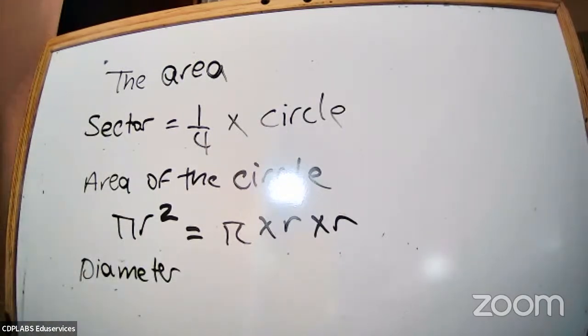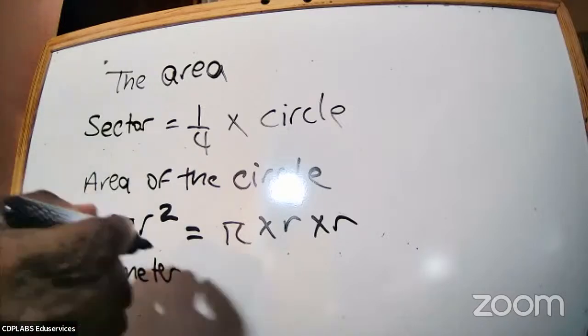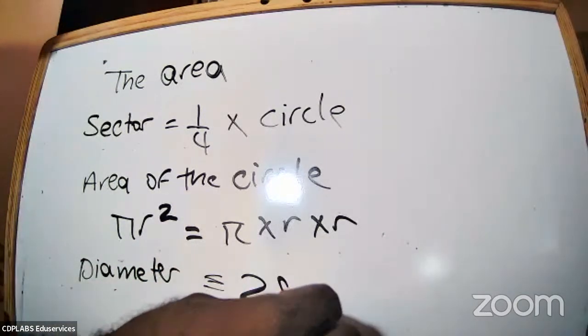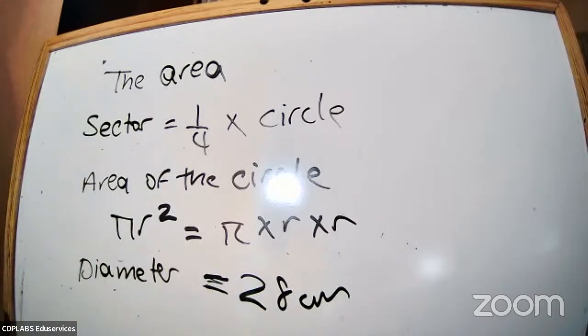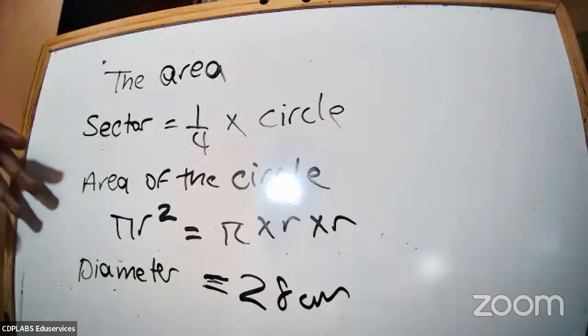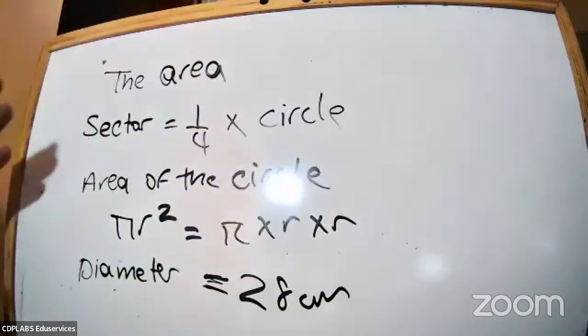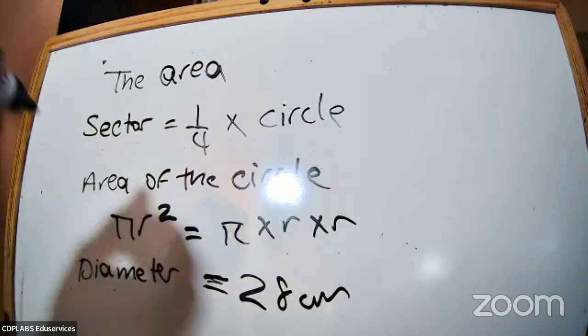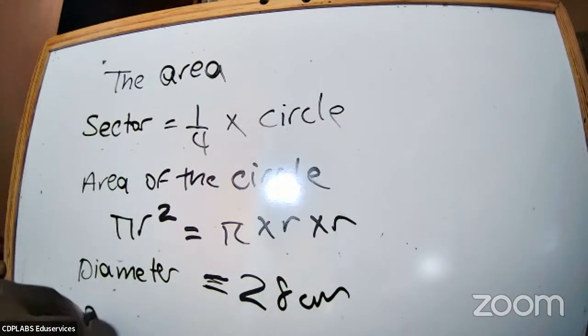So they gave us the diameter. If they give us a diameter, then we can find the radius. As you heard, you divide it by 2. So the diameter they gave us is what? 28 centimeters. That's the diameter. So we discover the radius is half the diameter.